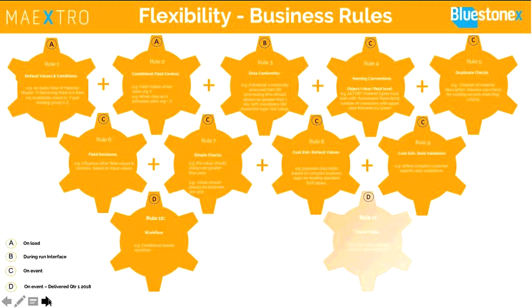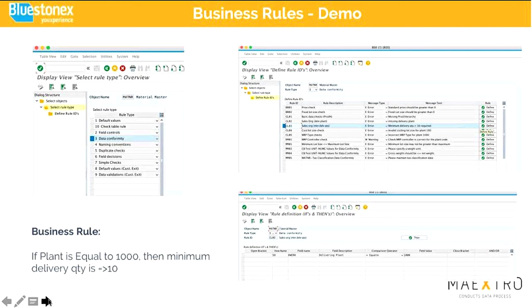So there's lots and lots of rules. We even ship capability around user exits, so you can pretty much write your own rules, but we've not come across many customers that have needed to go down that road. The functionality as standard configuration is available within Maextro. You can do an awful lot of stuff there. So this is what Faraz was showing you. Creating a business rule, I think it was a real simple one: if plant is equal to 1,000, then minimum delivery quantity is greater than 10.